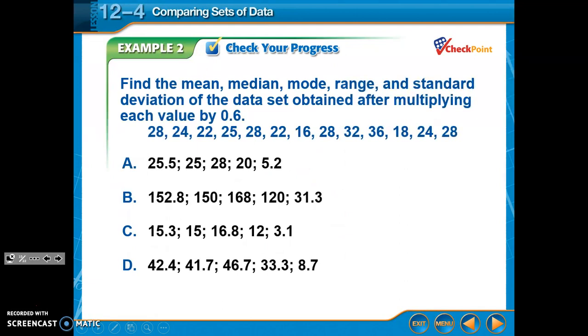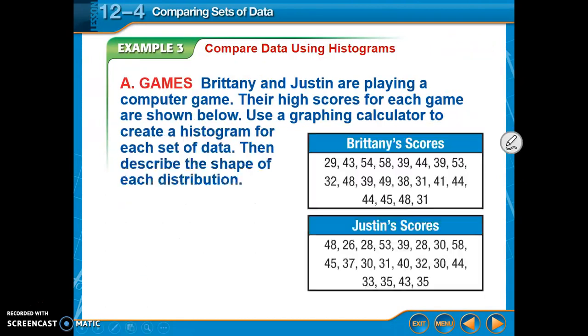You guys figure out what these new mean, median, range, mode, and standard deviation is for this one. Okay, so we want to be able to compare two sets of data using histograms. So in this example, Brittany and Justin are playing a computer game. Their high scores for each game are shown below. Use the graphing calculator to create a histogram for each set of data, then describe the shape of each distribution.